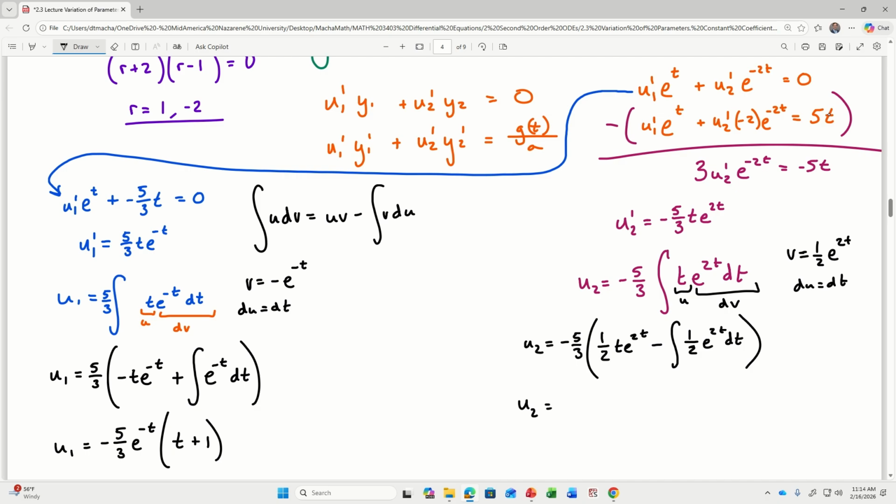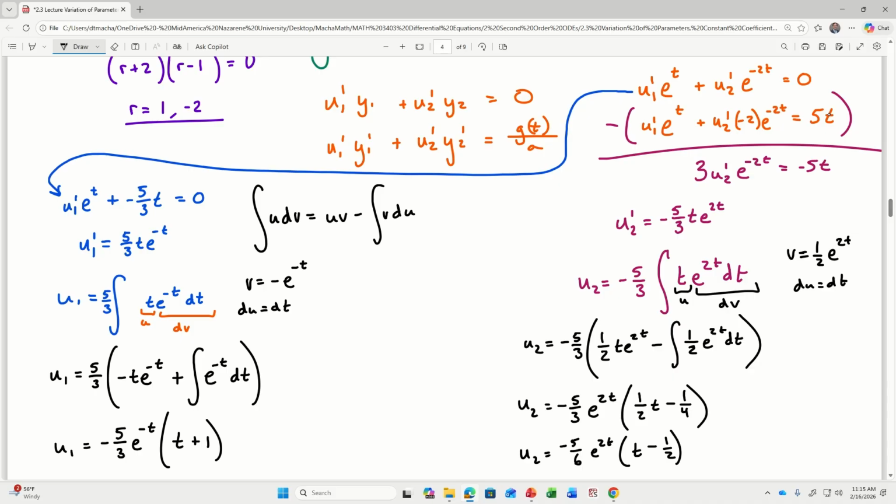The greatest common factor between these two terms is going to be e to the 2t, so let me factor out negative 5/3 e to the 2t. What I'm going to be left with is 1/2 t minus 1/4. Or I could factor out a half too, I guess. Up to you how you want to do that. You can even say negative 5/12 and make it 2t minus 1. Not important.